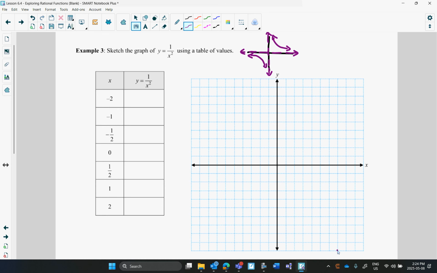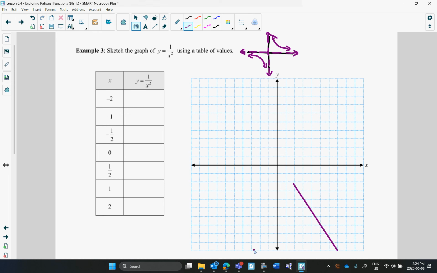So we saw ones that look like this. The last one we did was actually in this section. Follow the same procedure. Now it looks a little bit different. Instead of 1 over x, it's 1 over x squared. How is that going to look compared to 1 over x? Well, best way to do it is a table of values. See what it looks like.